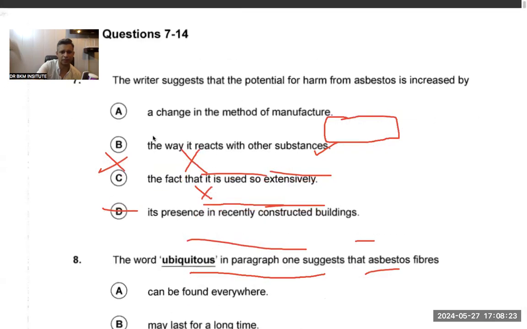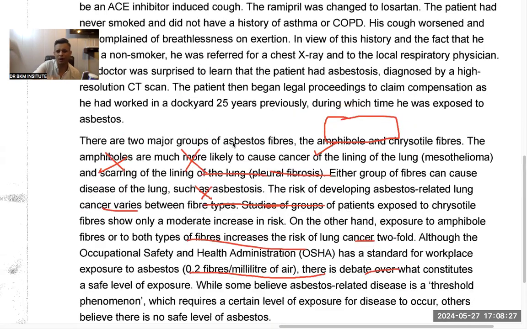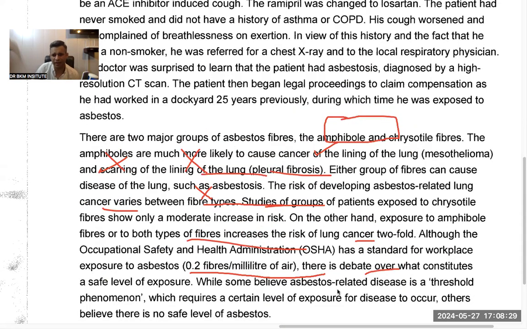Let's see the results of the studies. I think there will not be, because the disagreement was only about the amount of the fibers, the safe level. While some people believe there is a threshold phenomenon which requires a certain level of exposure, there is no safe level. Again, degree of contact is the only thing.